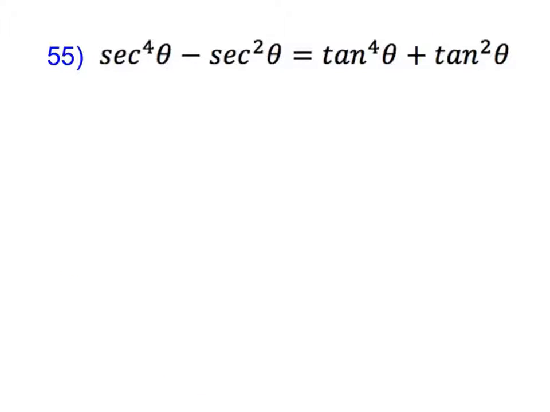All right, so here I have some problems where I have a secant. I have a secant to the 4th power here, and then I have some tangents on this side. So I need to make secant somehow look like tangent. So I need to be strategic about this.